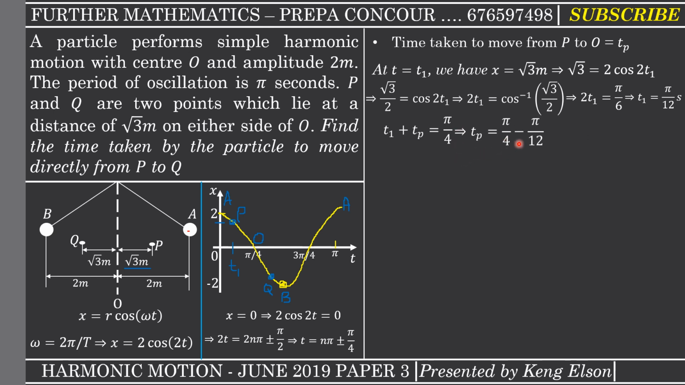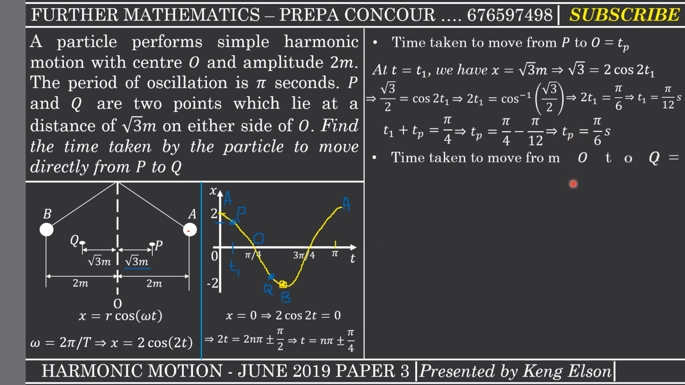Is pi over 4 minus pi over 12, because we have found T1 as pi over 12. When we do that difference, you get pi over 6. But what is the total time we are looking for? The total time we are looking for is the time taken to move from P to Q.